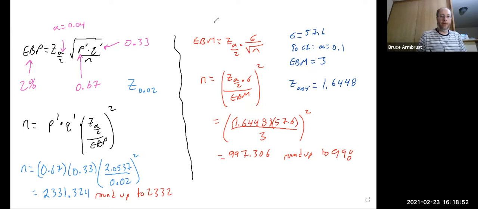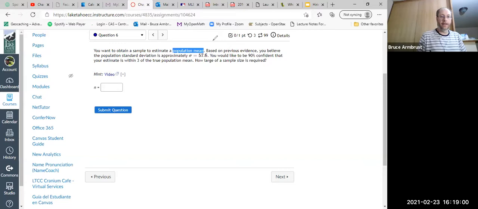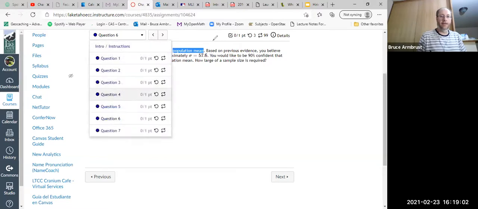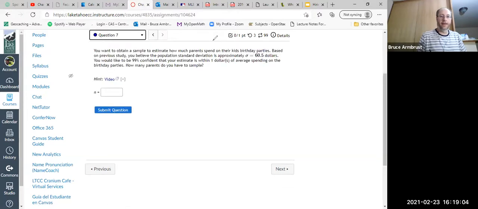So I think I'm probably going to skip number 7, but let's just take a look at it real quick, because I'm going to guess it's similar to these. Okay, good. Let's see, so 7. You want to obtain a sample to estimate how much parents spend on their kids' birthday parties. Based on a previous study, you believe the population standard deviation is approximately $60.5. You would like to be 99% confident that your estimate is within $1 of average spending on birthday parties. How many parents do you have to sample?